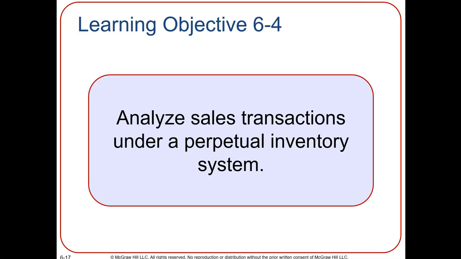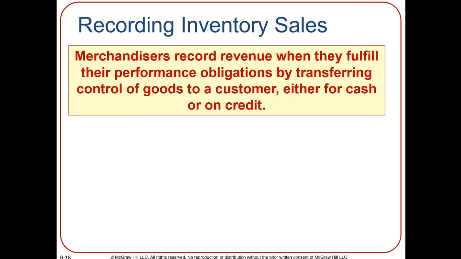Looking at sales transactions under perpetual. Now, understand, don't miss this. This is absolutely key. We just pivoted. That whole entire section that we just went through, we were purchasing the inventory. Now we have pivoted. That inventory is sitting on the shelf. And now we are talking about selling that inventory to the customer. All right? So don't miss that. All right, so let's take a look.